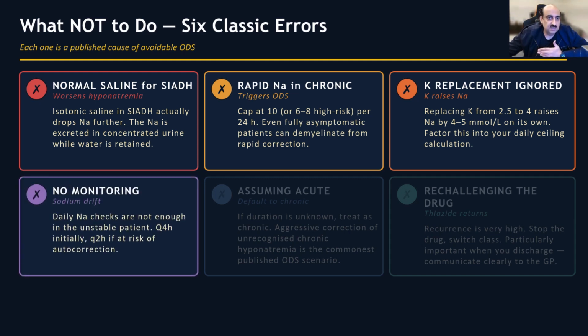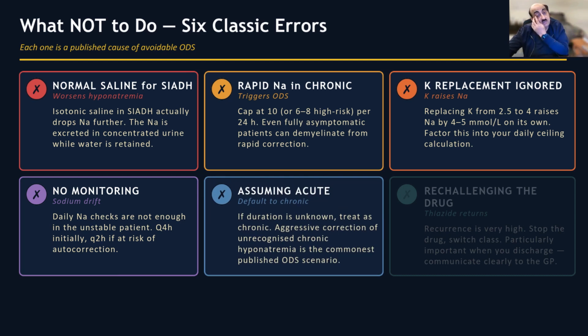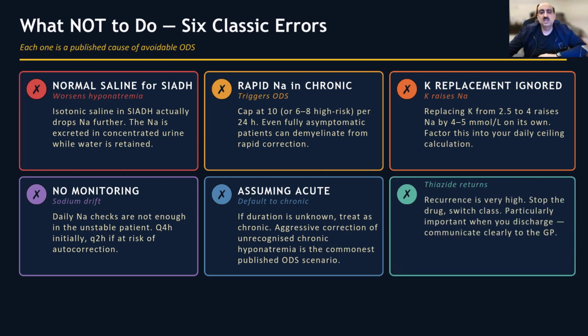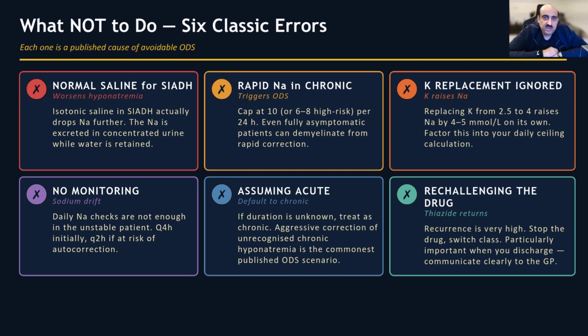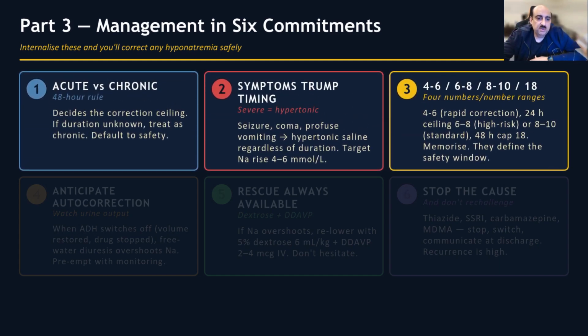One of the key things in sodium correction is frequent monitoring. That's the single most important thing that you can do, and monitoring with active intervention accordingly. And number 5, assuming, as I just said a little while ago, that it's acute. You need to assume that it's chronic so that we are safe in approaching it. And number 6, re-challenging the offending drugs. In our elderly lady with bendroflumethiazide, do not restart it because the risk of hyponatremia in the longer run is significantly grave. 6 commitments. Please memorize all of them when you're attempting to correct hyponatremia.